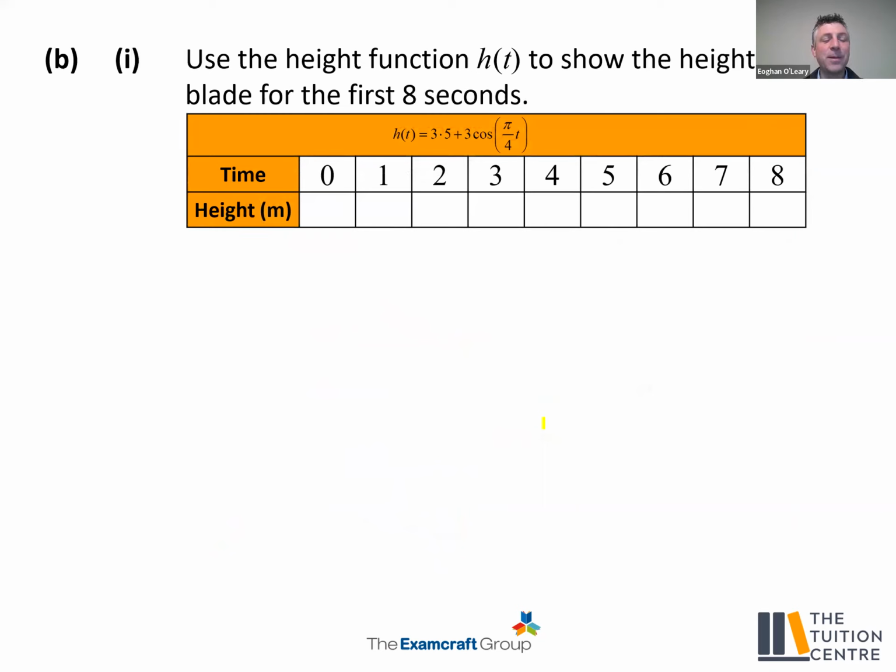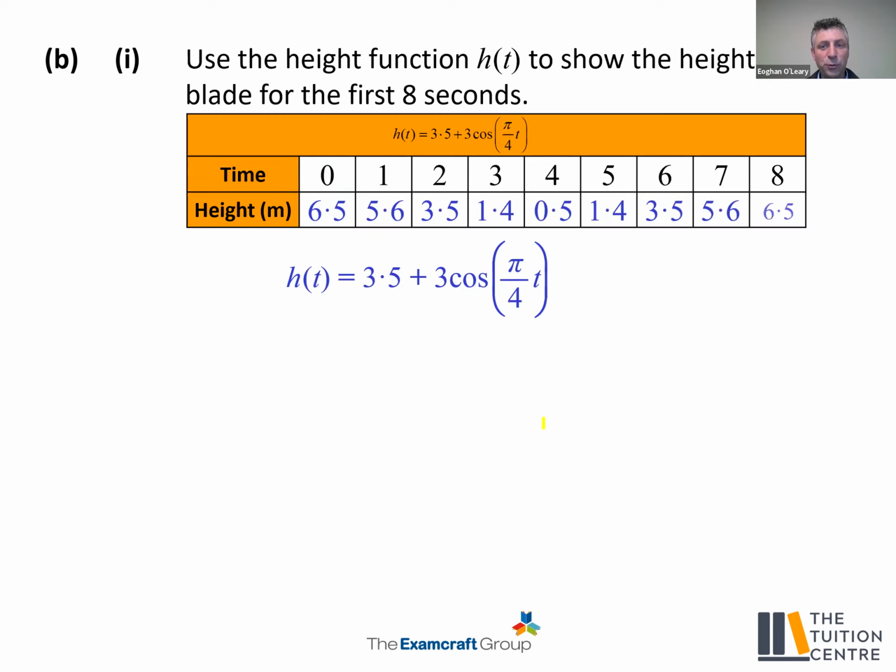As I said to you, a lot of times I'm happy to see students start at this point here, part B. Use the height function h of t to show the height for the blade for the first 8 seconds. So literally you're just, the Casios can use mode 3, the new Sharps can use mode 2.